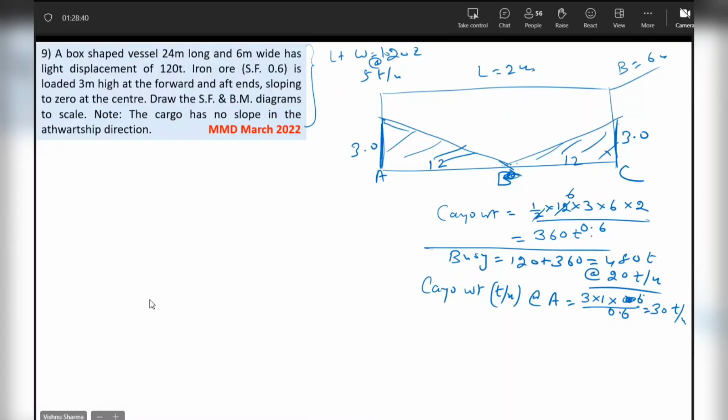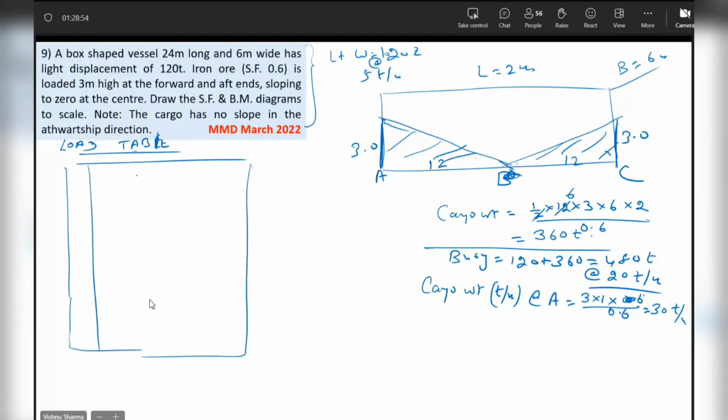Okay. Now we are good to make the load table. I'll make the load diagram and leave it so that people don't have confusion. We have only 3 points, so we'll finish up fast. Anybody who has a problem can please interject anytime, guys. You don't have to remain silent. This is light displacement. I'm not writing tons per meter and all that to save time.